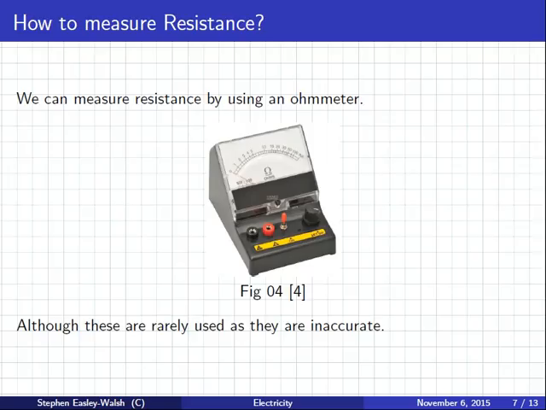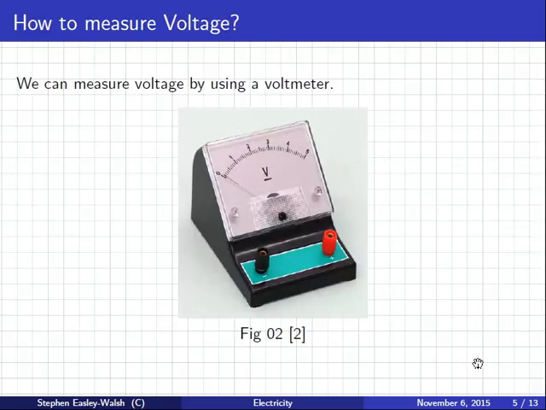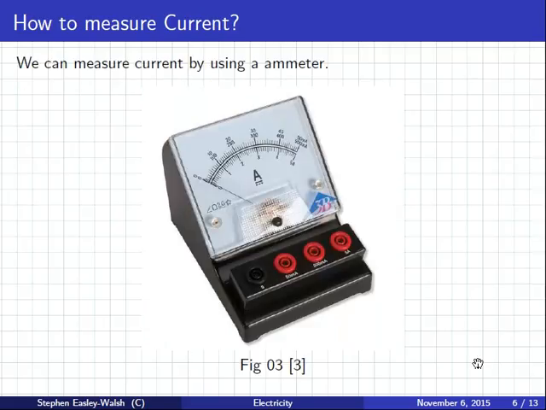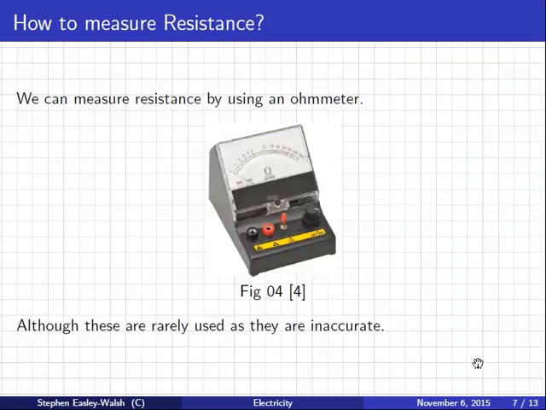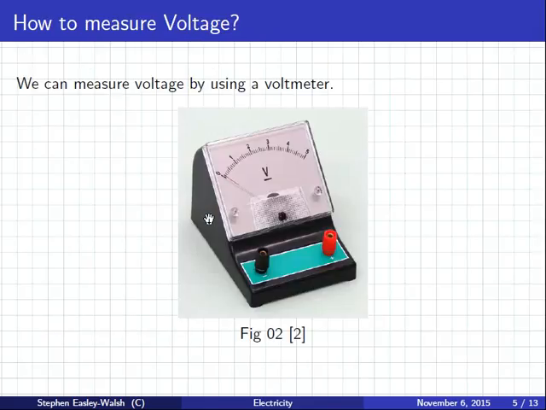Now we don't actually use this one, and the reason is, often we use a voltmeter to measure voltage, and often we use an ammeter to measure current, but in real life we don't usually use an ohm meter, because these machines are actually quite inaccurate. They don't measure it so well. So in real life we don't usually use this one. But these ones are accurate.